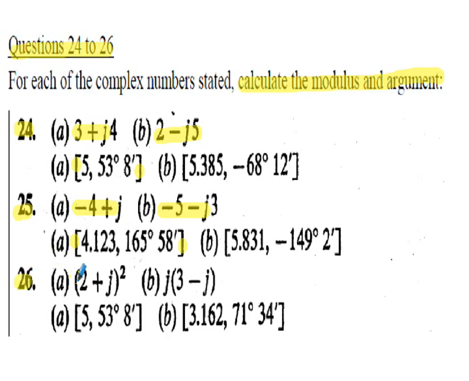Question 26, part A, has given us 2 plus j all squared to convert to the polar form. First thing you need to do is to square the brackets, so 2 plus j multiplied by 2 plus j, expand the bracket, collect the terms together before you undertake the conversion. And with part B, I would expand the bracket first of all and look out for your negative j values before you go into the conversion to polar form. Again, the answers are shown in square brackets below.